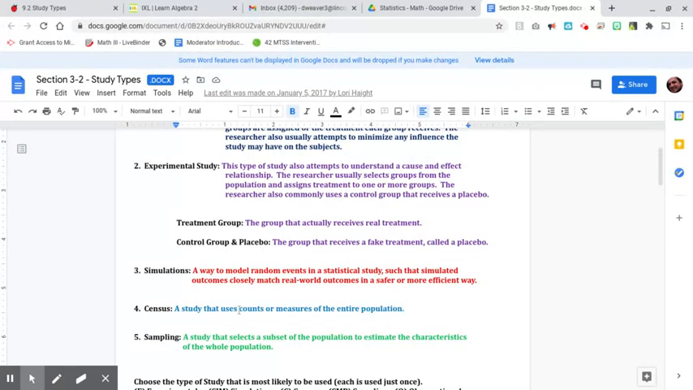A census, we just had the 2020 census. A census is a study that tries to measure the entire population. So it doesn't try to take a sample, it actually tries to take the entire population. That would be a census. And then sampling is what we usually do. It's a study where you select a subset of the population, so a small group of the population, and you want to use that sample to estimate about the entire population. So like if you want to know about all of Lincolnton High School, you might take 50 students.